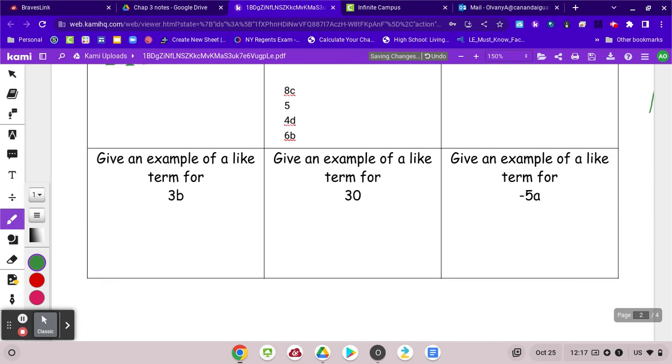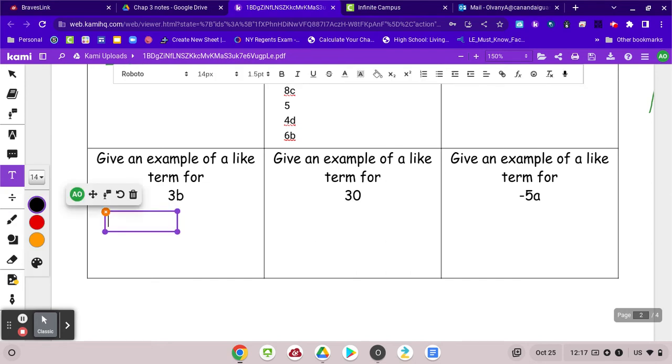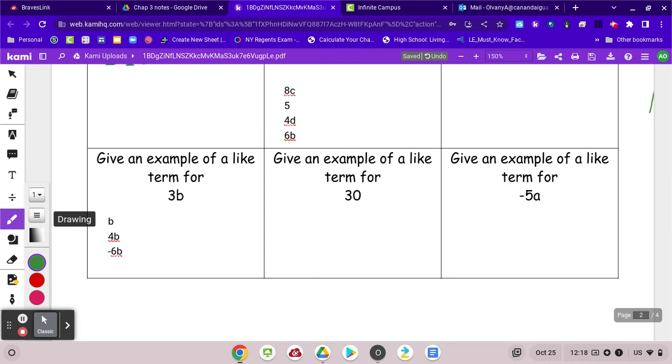Give an example of a like term for 3b. A like term would mean it has the same variable. We could just use b, which remember is the same as 1b, or you could have 4b, or you could have negative 6b, anything as long as you have a b with it.